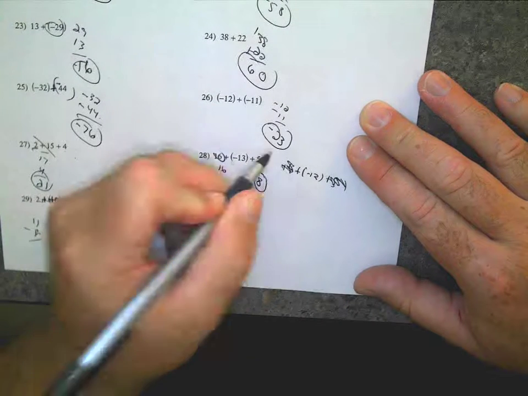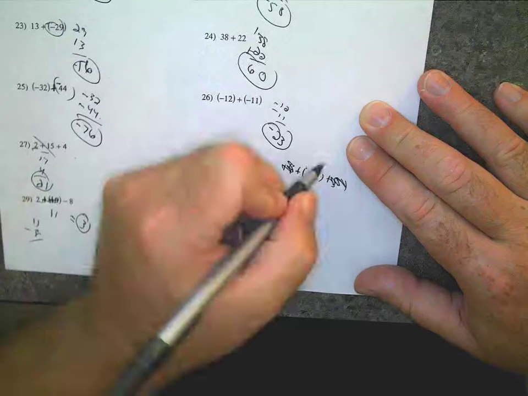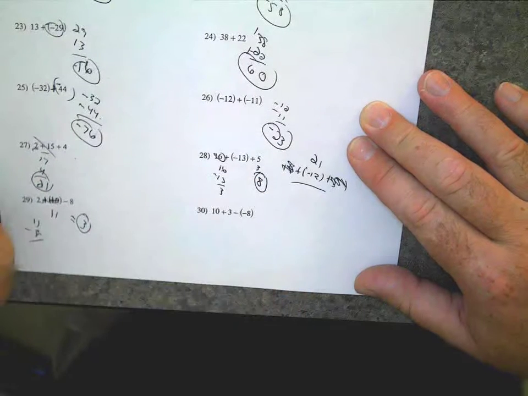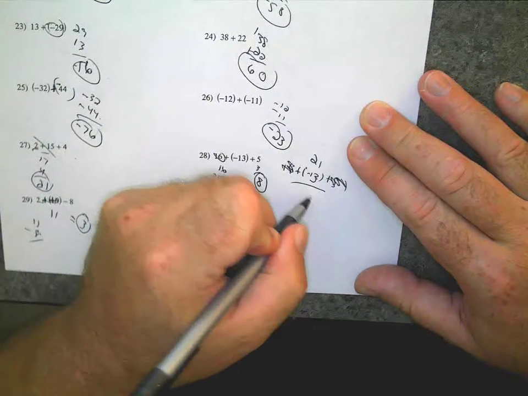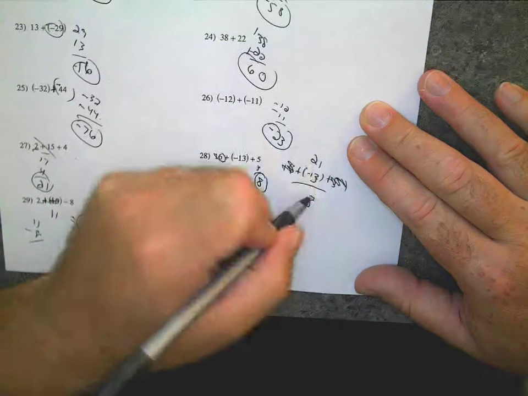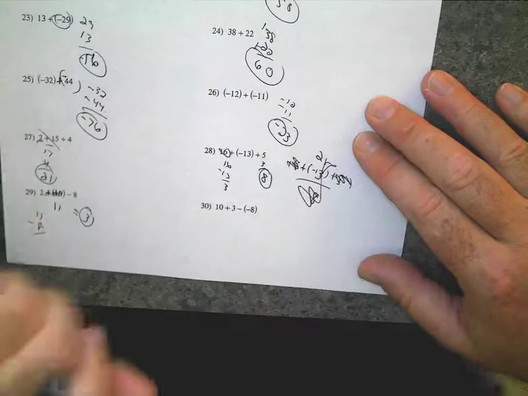Me, I would have done 5 and 16 is 21. Stack that right there. Opposite signs. 8, keep 21. Still the same thing.